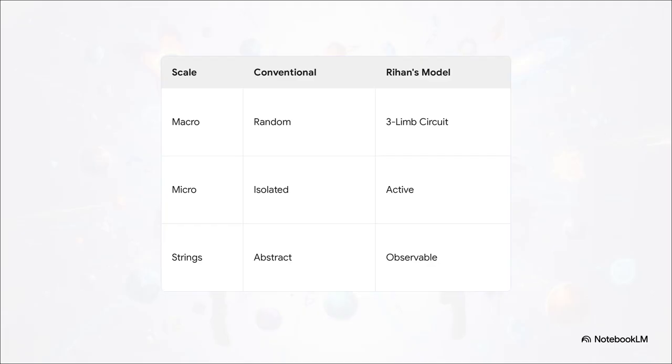And this brilliantly illustrates our entire zoom-in journey. At the macro scale, a seemingly random lightning strike is actually a targeted three-limb Faraday circuit. Microscopically, isolated atoms become active circuit participants, and fundamentally, abstract string dimensions become observable energy axes. This framework is attempting to unify all three scales of reality, all based on observing a single lightning strike.